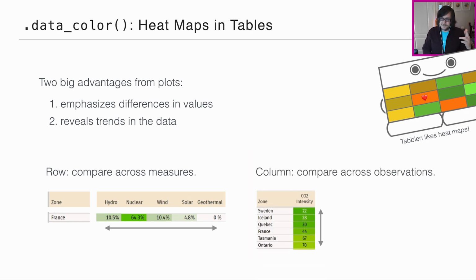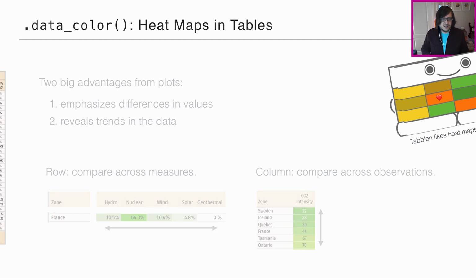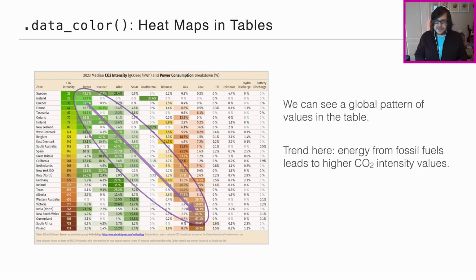Looking up and down a column, you can compare values across observations. So we can see here CO2 intensity increases as you go down the table, and so you see the relative ranking of these different observations. And globally, we can see a pattern across the table, which is really nice. The trend we see here is moving from the top left to the bottom right. Basically, it boils down to energy from fossil fuels leading to higher CO2 intensity values. That's how the table's organized, but you can see the extent to how this plays out in the table.